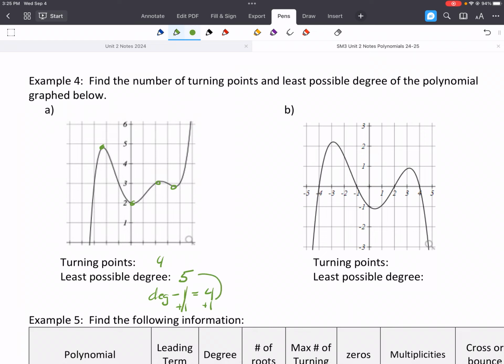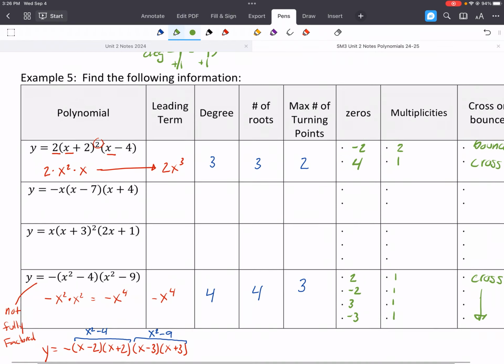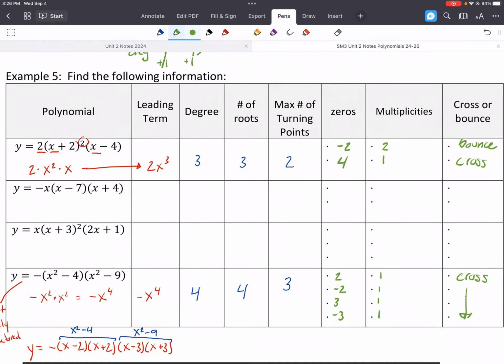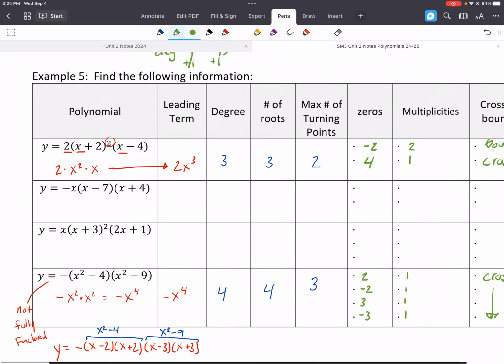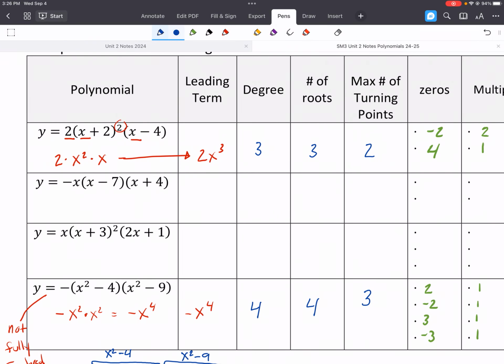Okay, so here's another example. I think this would end up having 3 turning points, and the least possible degree would be 4. We say least because it could have more. We just know that it has to at least be 4 if we have 3 turning points. You're going to see something similar to this on your homework. I already did 2 of them. If you want to have a look at them, I have them on the filled-in notes as well. I know it's a lot of information, but do your best and let me know if you have any questions, okay?